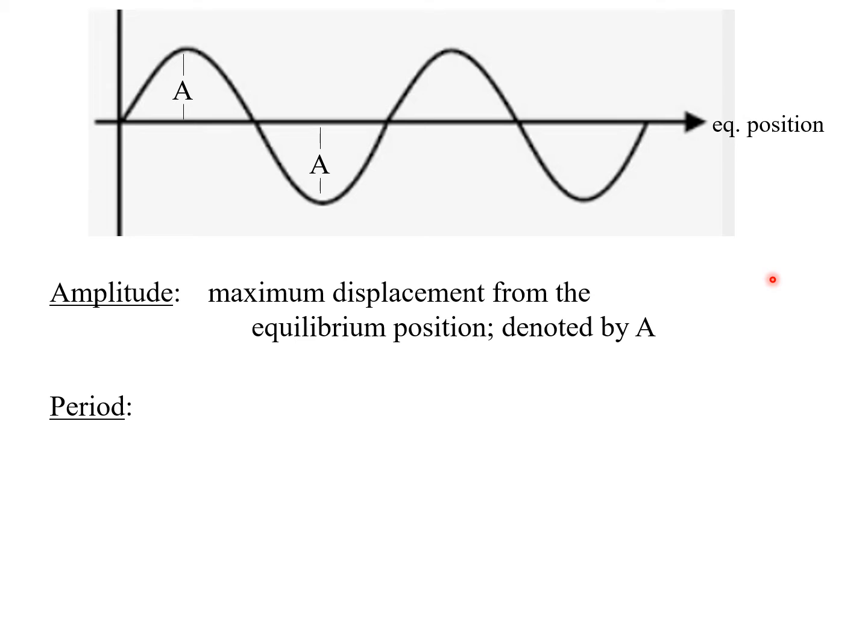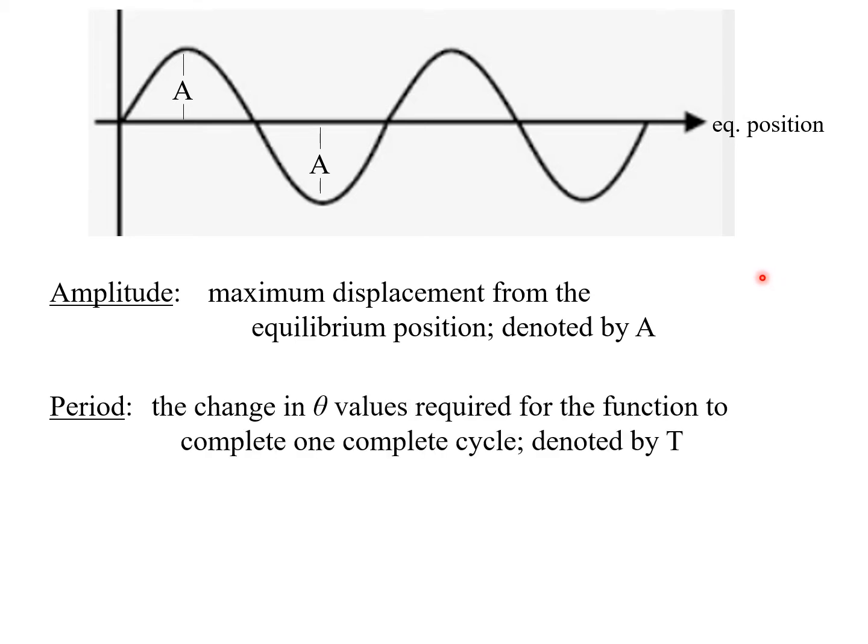The next one I want to introduce is period. Period is defined as the change in theta values required for the function to complete one complete cycle. As we increase in theta here, the wave goes through one complete cycle from 0 to here. We denote that by capital T, and that's the theta required for one complete cycle of the wave.